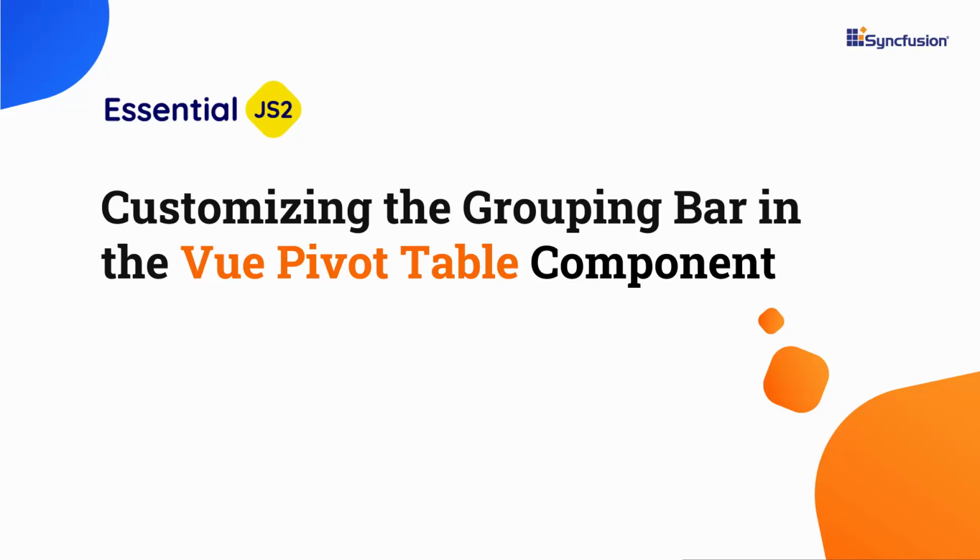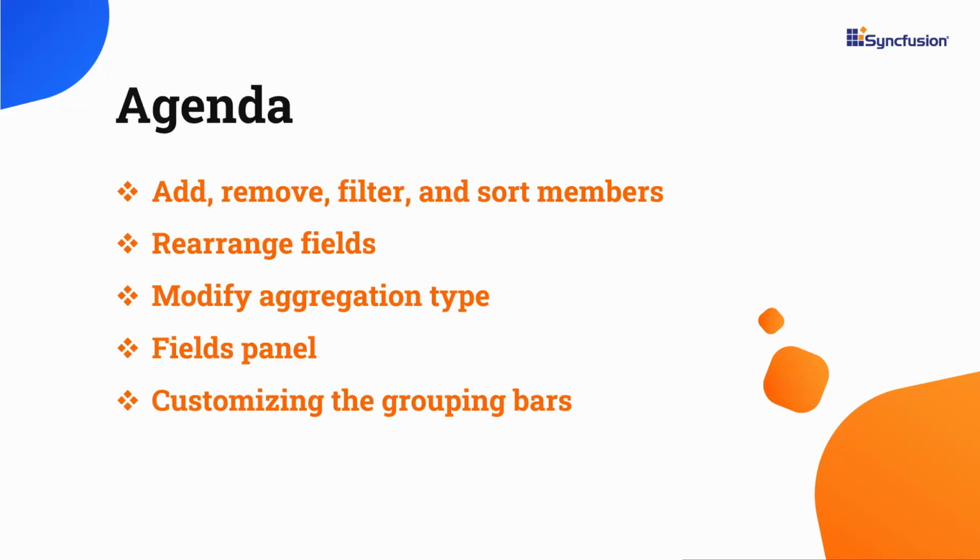Hi everyone, welcome back. In this video, I will show you how to customize the grouping bar in the Vue Pivot Table component. I'm going to show you how to add, remove, filter, and sort members using the grouping bar UI. You will see how to rearrange fields between axes and modify the aggregation type dynamically. You will also see how to enable the Fields panel and customize grouping bars.